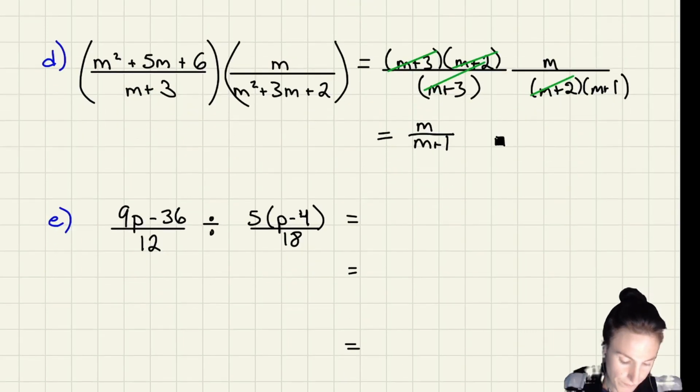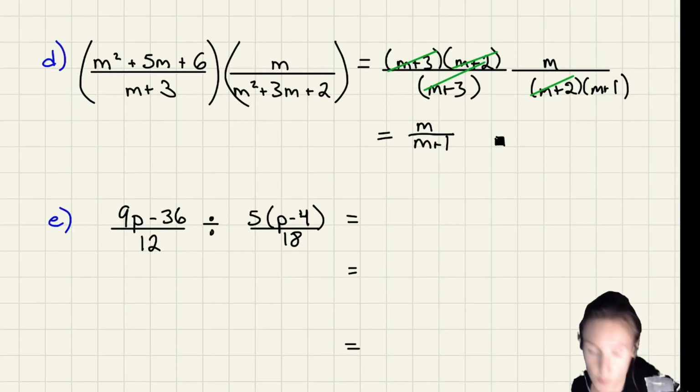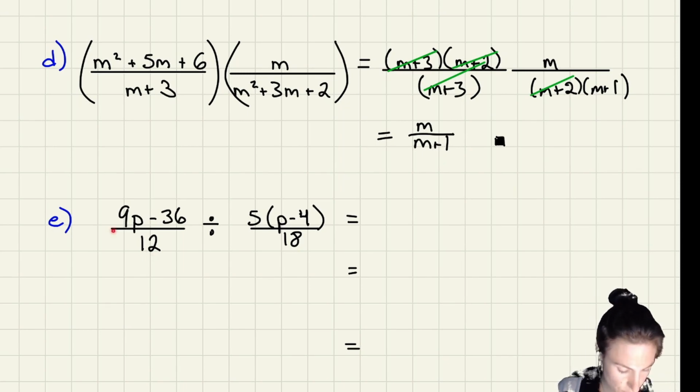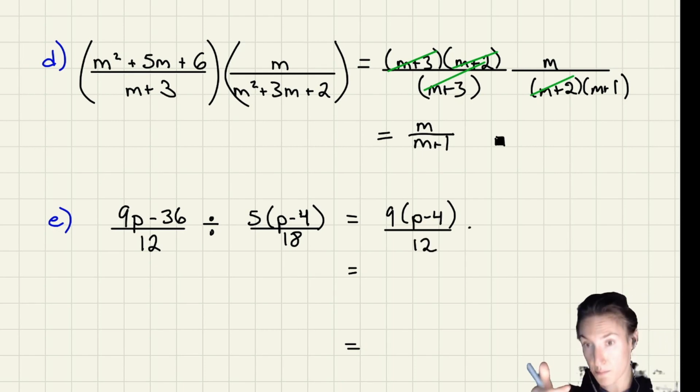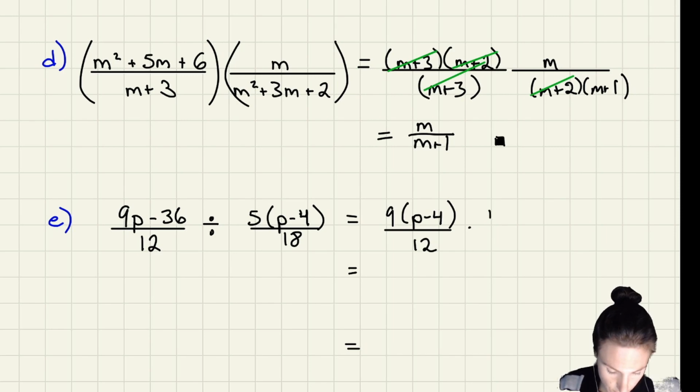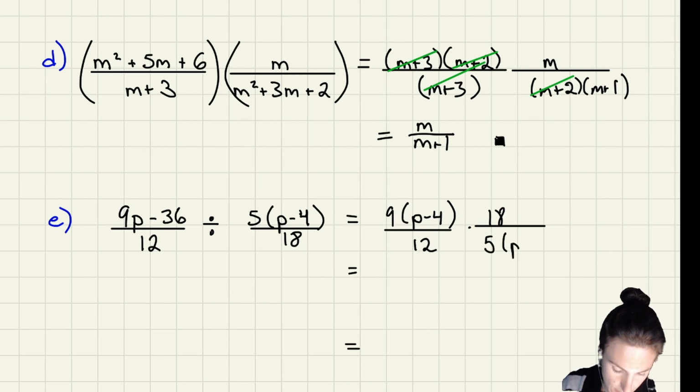This next one, careful, we're dividing our rational functions. So for the first rational function here, I'm going to factor out a 9. So I have p minus 4 left over. This is going to be divided by 12. And now I flip the second function. 18 is now on the top. And I have 5 times p minus 4.